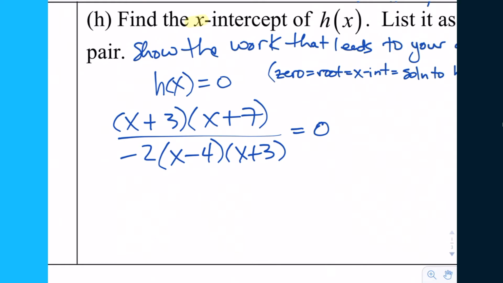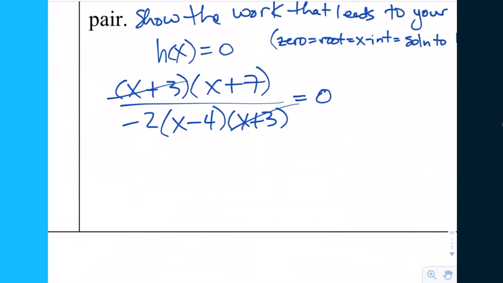But you have to be careful, as I already mentioned, because you have two different factors in the top that cause a 0. Are both of them going to be zeros or roots? Are we going to have a root at -3 and at -7? No, why not? Yeah, x equals -3 is a hole. So the way that you find the x-intercepts is after you find a hole, you get rid of that factor.